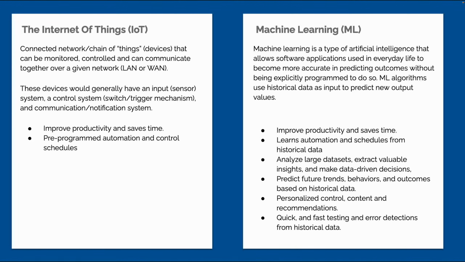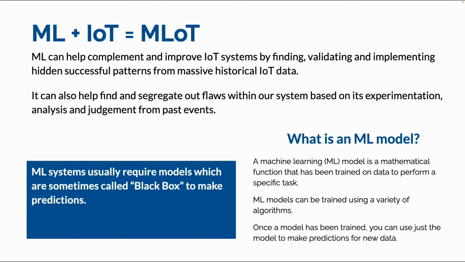It can be quick and fast when testing and detecting errors. When we talk about ML systems, we talk about an ML model, and sometimes this ML model is called a black box. That's what is usually used to make an ML system. Generally, you have some algorithms that you use to create a model, and then you extract that model and use it for your prediction.